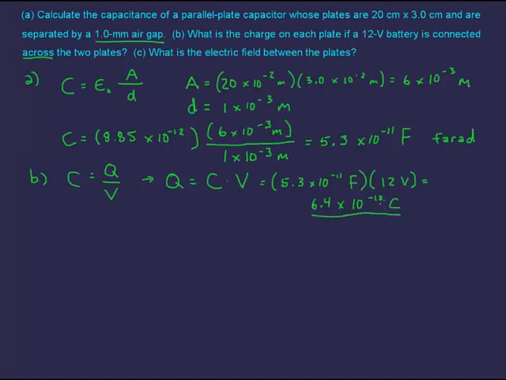Now it says across each plate. Well, that's how much charge you're going to get. On one plate it'll be that much charge positive, and on the other plate it will be that much charge negative. Alright, finally, C, what is the electric field between the plates?